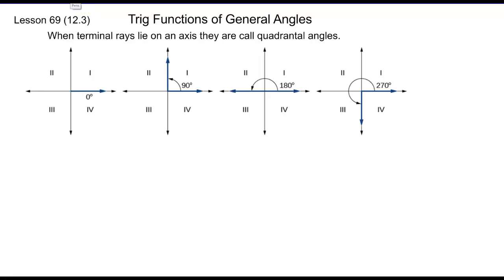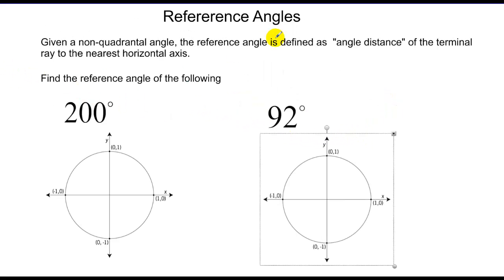Whenever you hear that expression, it talks about angles whose terminal ray lies on an axis, if you will. So here's 0 degrees lying on the positive x-axis, 90 degrees positive y-axis, 180 degrees negative x-axis, and 270 degrees negative y-axis. Reference angles are a big deal, and they're defined as the following. Given a non-quadrantal angle, so it can't be on an axis, a reference angle is defined as the angle distance of the terminal ray to the nearest horizontal axis. So we're going to find some reference angles moving forward here.